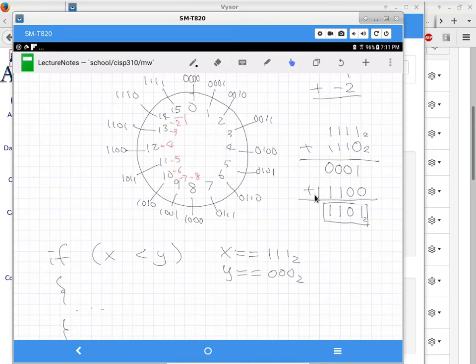Okay, so there are two concerns here. If you're dealing with a 5-bit system, then -1 is no longer 1111. -1 is going to be 11111, and -2 is going to be 11110. So that means the result is going to be 11101 with an overall carry as well.